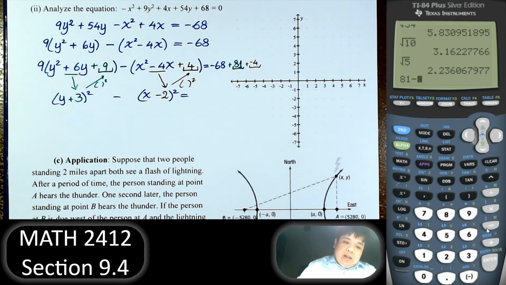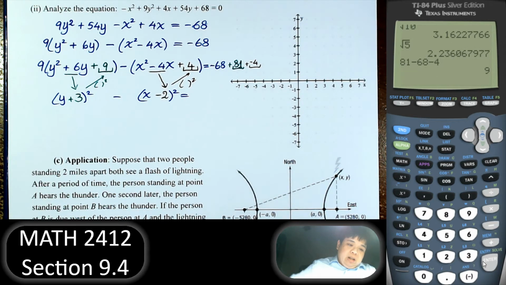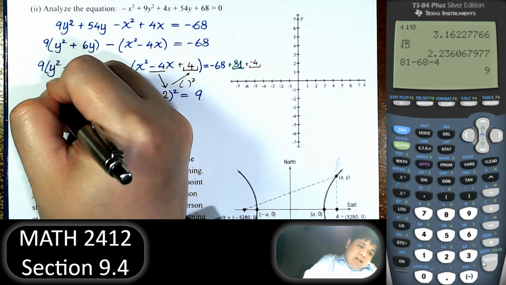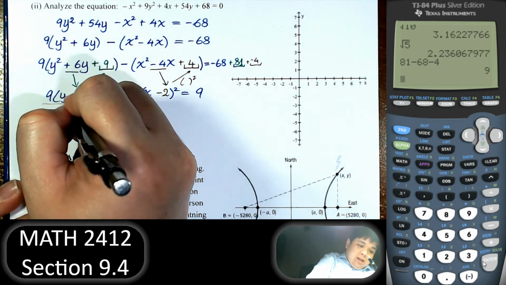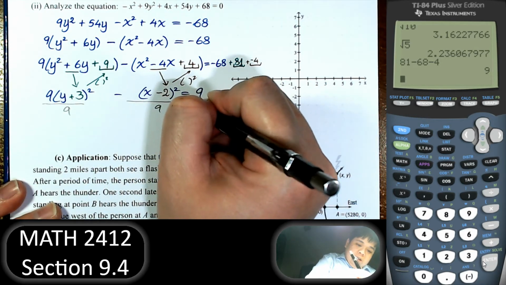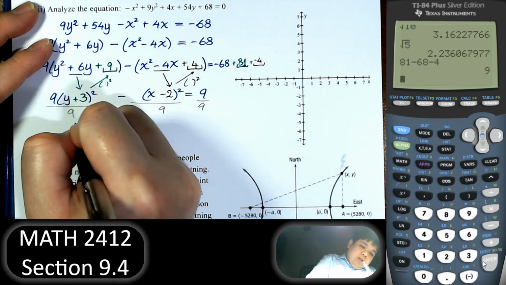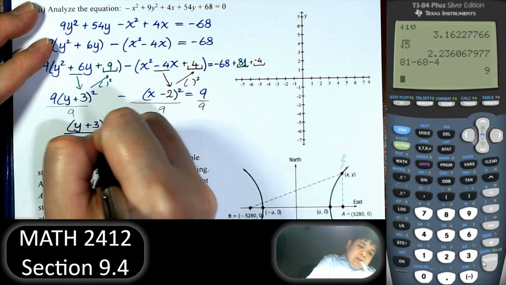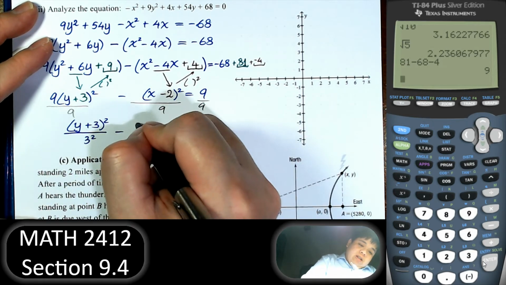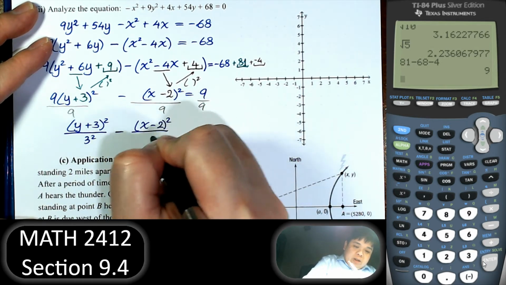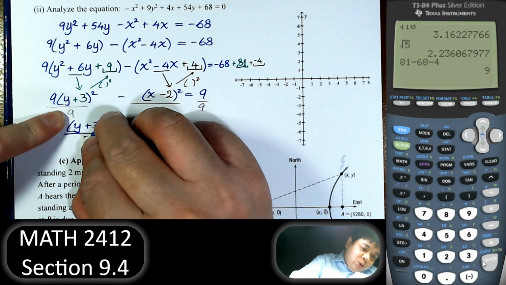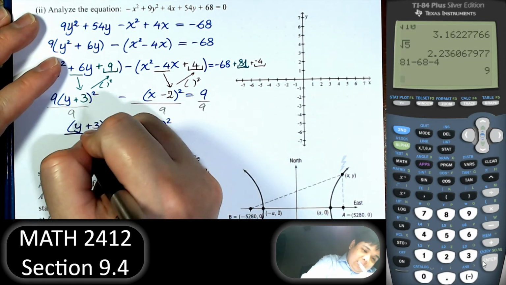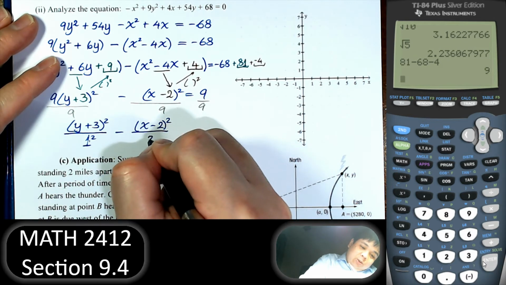81 minus 68 minus 4. It's going to be 9. Don't forget there's still 9 here. Right, and then to get 1 on the right hand side, divide everything by 9. We have y plus 3 squared over 3 squared minus x minus 2 squared over, sorry, the 3 cancels out, so this is 1 squared, not 3, and this is 3 squared, equal to 1.